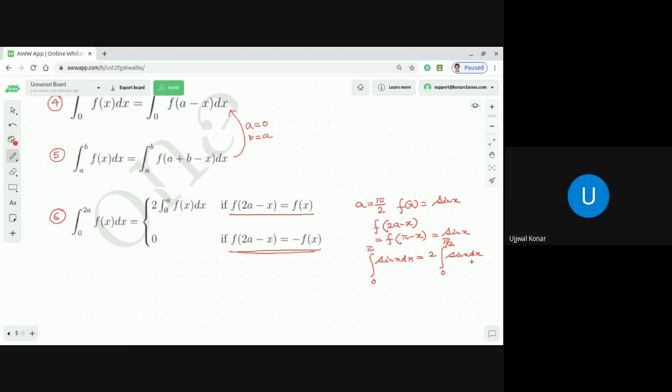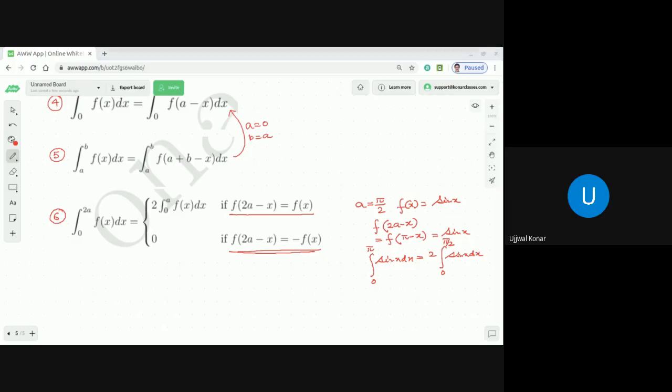You can take another trigonometric function for which sine of pi minus x is minus sine x, for example cos. For that, you will find that the integration value is 0. So in summary, integration 0 to 2a f(x) dx is equal to 2 times integration 0 to a f(x) dx if f(2a - x) is equal to f(x), and it will be 0 if f(2a - x) is equal to minus f(x).